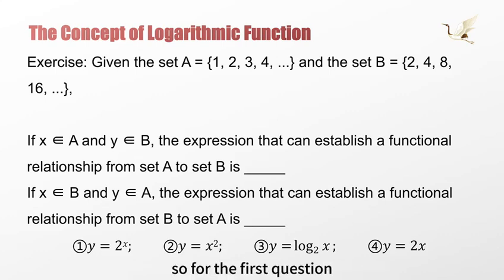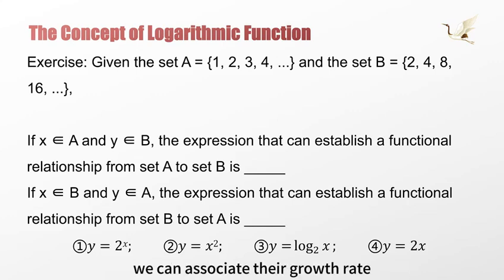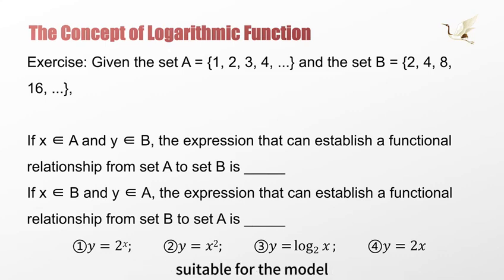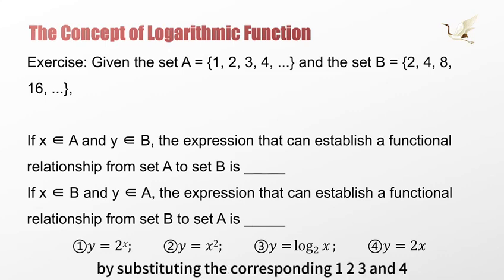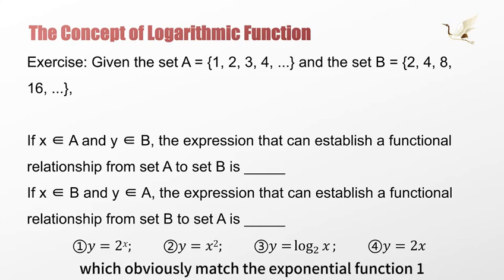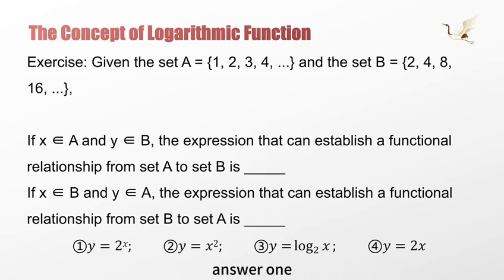For the first question, based on the values of x and y, we can associate their growth rate with an exponential function model. Looking at answer 1, by substituting the corresponding 1, 2, 3, and 4, I obtain the corresponding 2, 4, 8, and 16, which obviously match the exponential function in answer 1. Therefore, the answer that satisfies the functional relationship is answer 1.